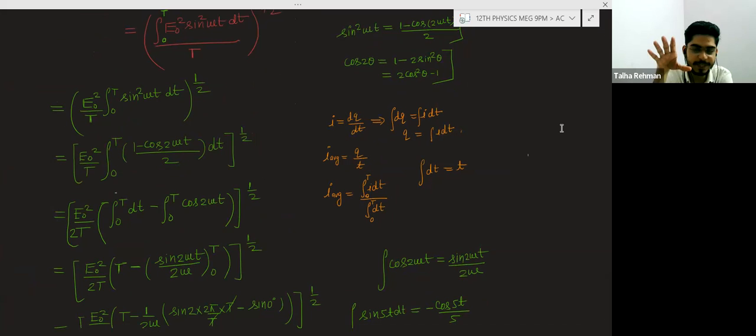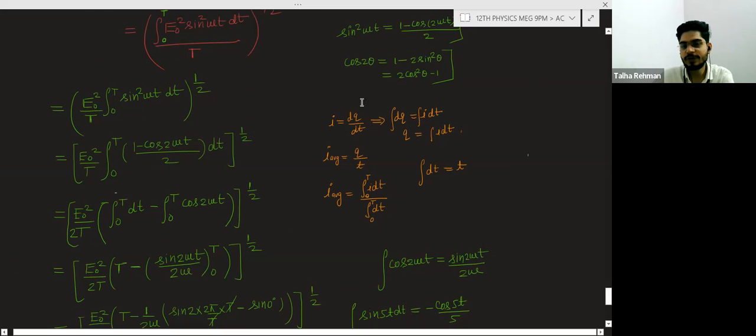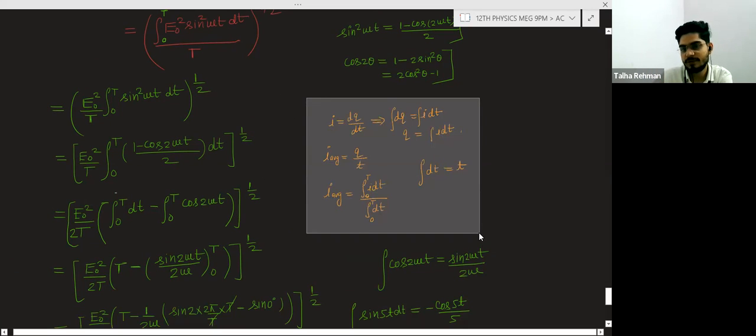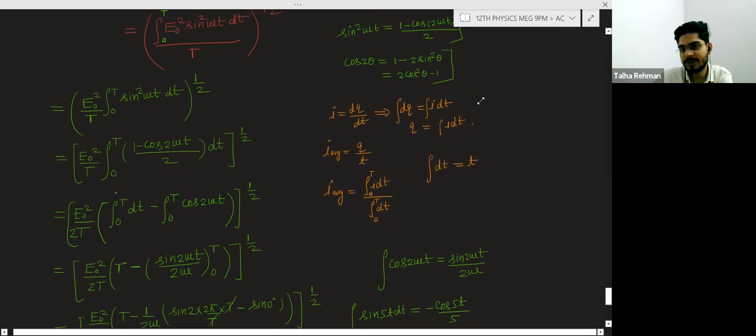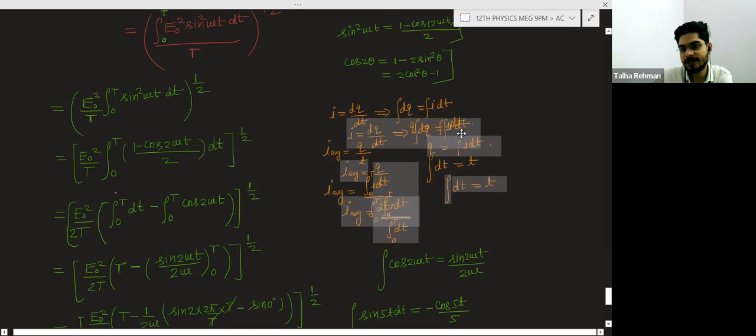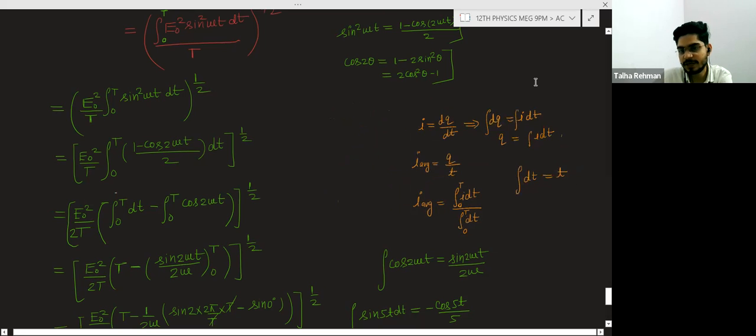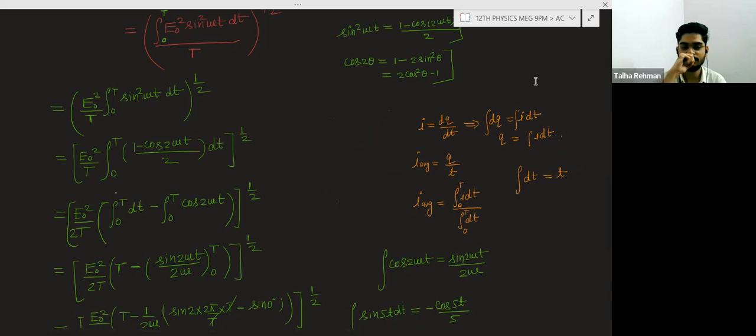Actually, this chapter you are studying, alternating current, will be studied again if you go into engineering. In the first semester, there is one chapter, basics of electrical engineering. So there you will study these things in detail. This is a very small portion, a part of electrical engineering.